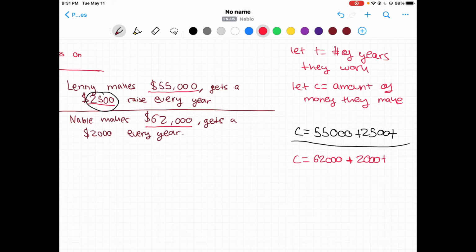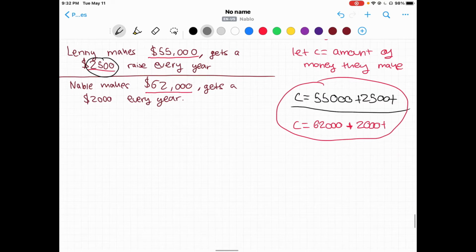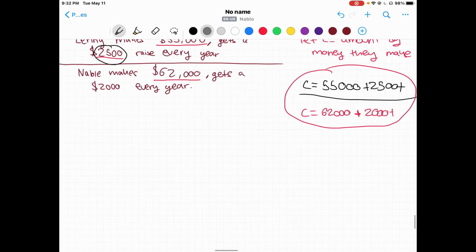Now, you may be wondering how we're going to use these two to find out after how many years they're going to earn the same amount of money. Now, you would just make the equations equal. So $55,000 plus 2,500 T is equal to $62,000 plus 2,000 T. And now you might notice that this is an equation with variables on two sides.